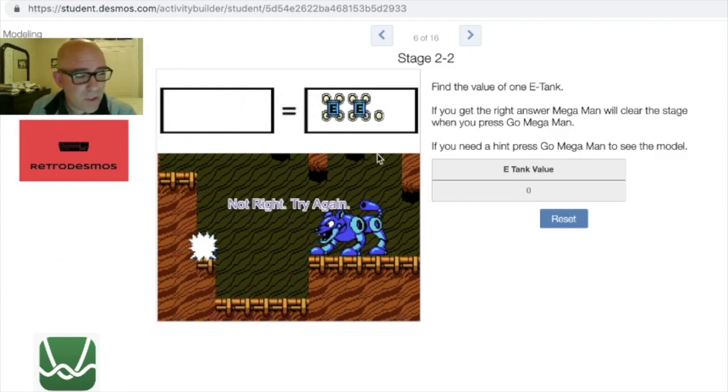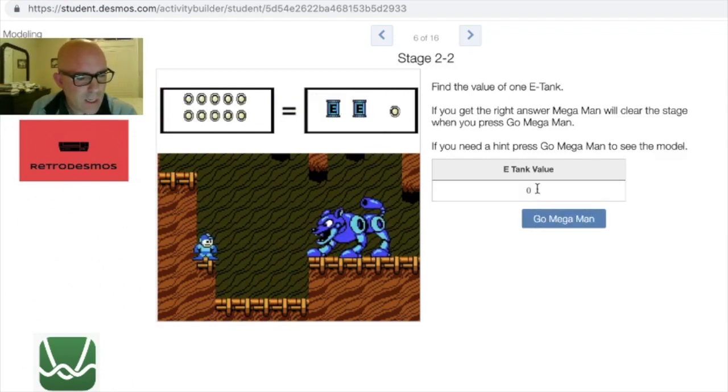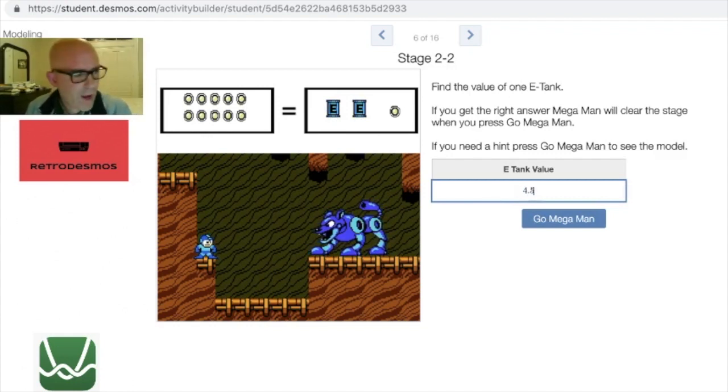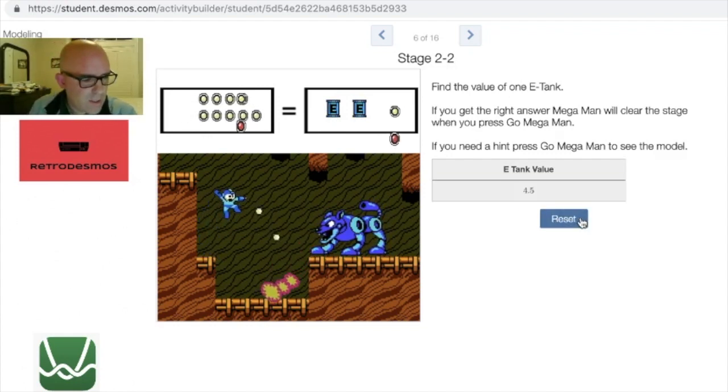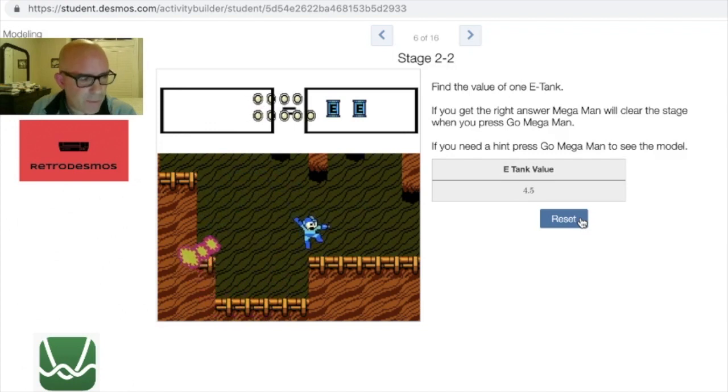Again, opportunity probably for some good discussion about this extra one kind of hanging out here. What does that actually mean? And so it looks like we've got 4.5 going on. So I'm going to put that in. I'm going to get some feedback.